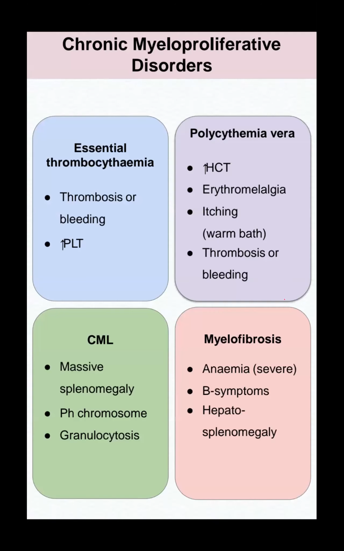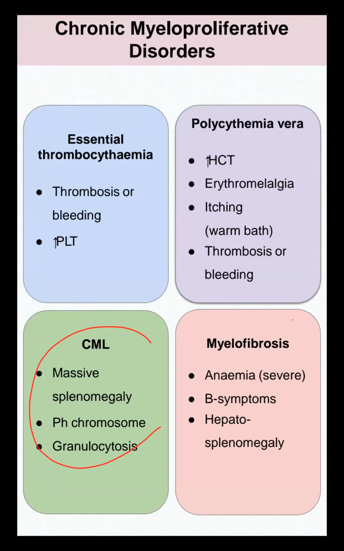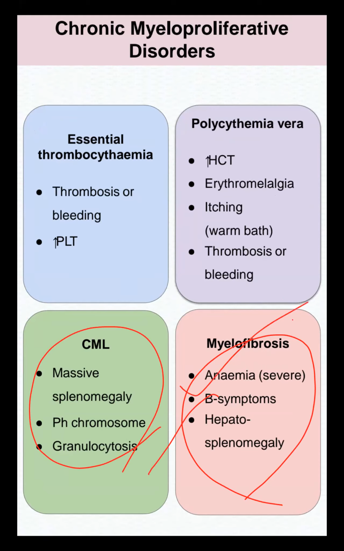So CML, polycythemia vera, essential thrombocythemia. CML patient presented to hospital with granulocytosis, splenomegaly, Ph chromosome. Myelofibrosis presents with the B symptoms. B symptoms are night sweat and weight loss. Anemia, myelofibrosis, hepatosplenomegaly. These are the myelofibrosis presentation.